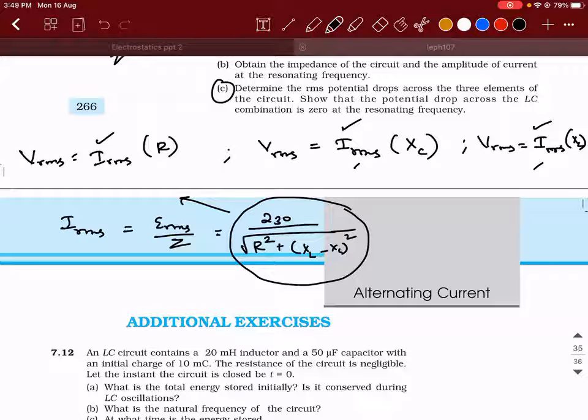And then for resonating frequency, sir, we'll substitute? No. This is what they say. Had it been resonating frequency, then Z would have been equal to R. This is a different part, no? Show that the potential drop across the LC combination is 0 at resonating frequency.